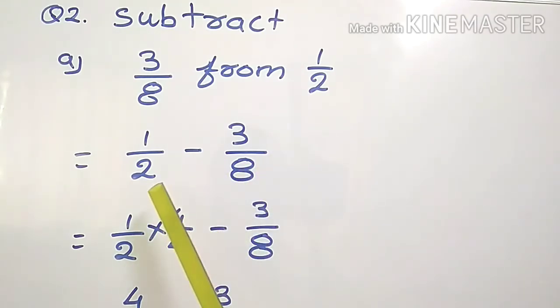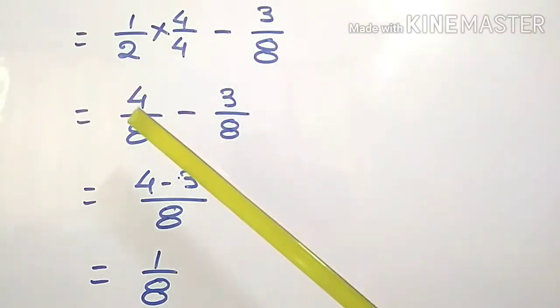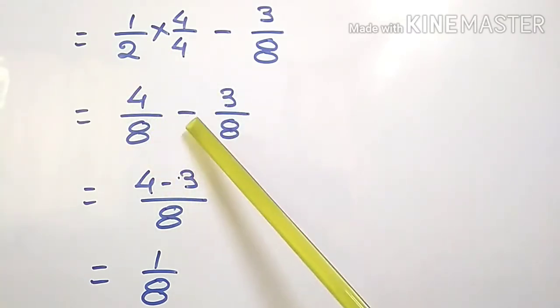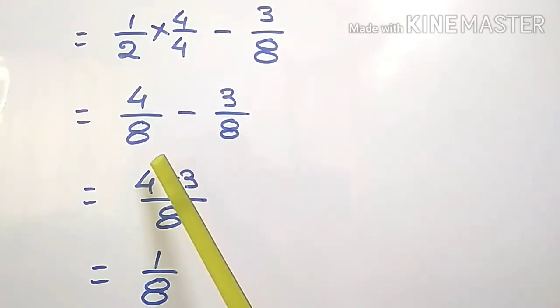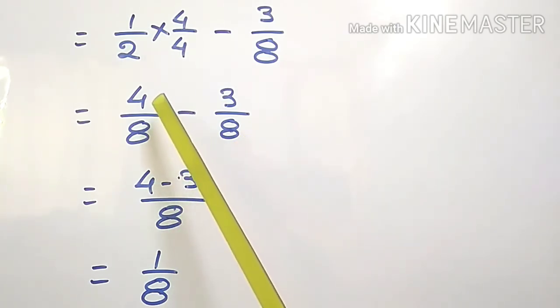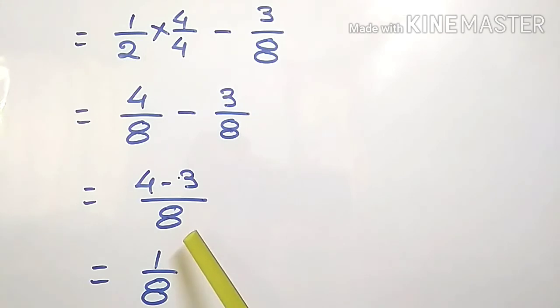How can we make the denominator of the first fraction 2 to 8? So when we multiply numerator and denominator of this fraction by 4, it gives the denominator 8. Multiply the numerator and denominator of fraction 1 by 2 by 4. It gives 4 by 8 minus 3 by 8. Now these two fractions have equal denominators. These are like fractions. So take the common denominator 8 and subtract the numerator of the second fraction from the first. 4 minus 3 upon 8. 4 minus 3 is 1. So 1 upon 8 is the difference.